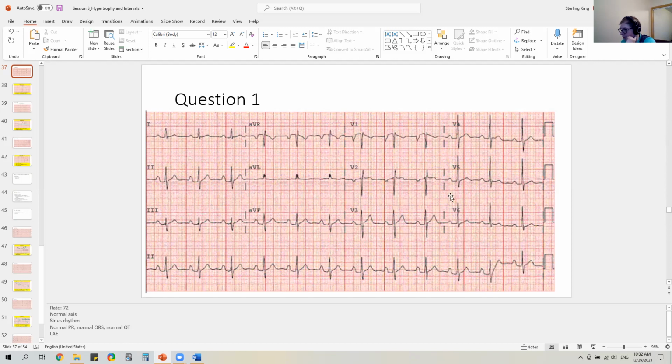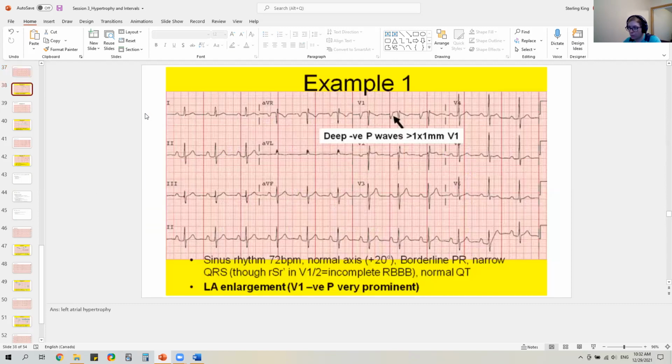And right ventricular hypertrophy, I don't see a big R wave here, and there's not much of an S wave in V6. So I don't think it's either of those. So let's take this to the next page and see how we did. And here we go.